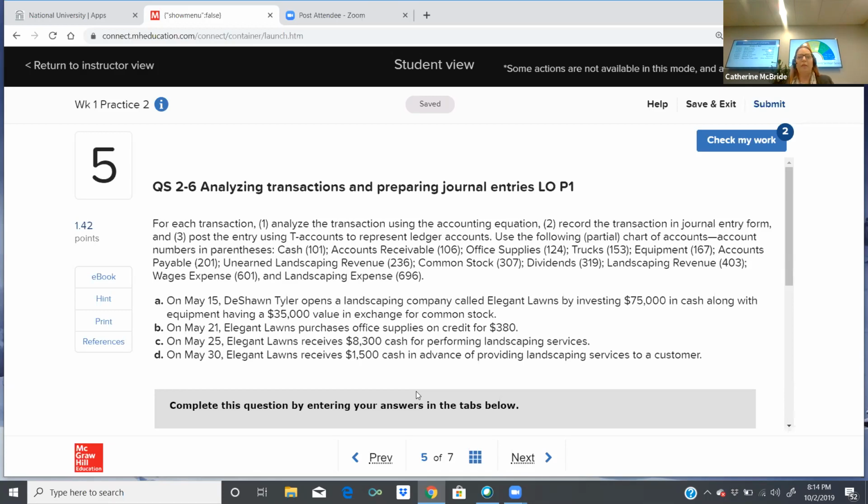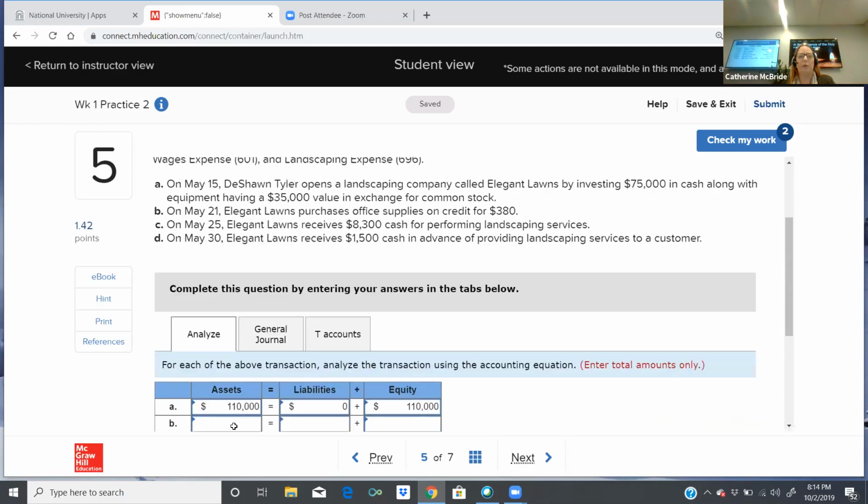If I increase a liability, I credit it. All right, so the first thing we're going to do here is we're going to say we bought office supplies for $380. We increased our asset, $380, and we increased our liability, $380, and we did nothing to equity.